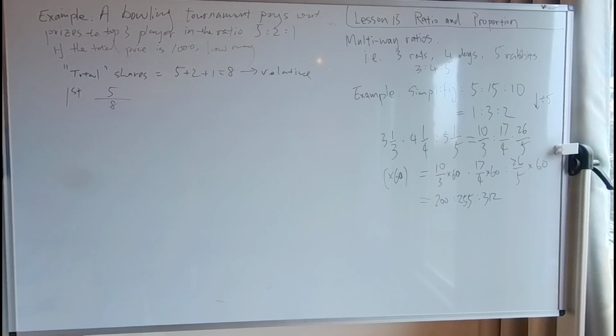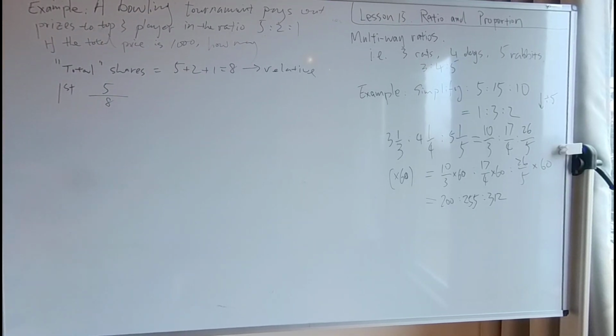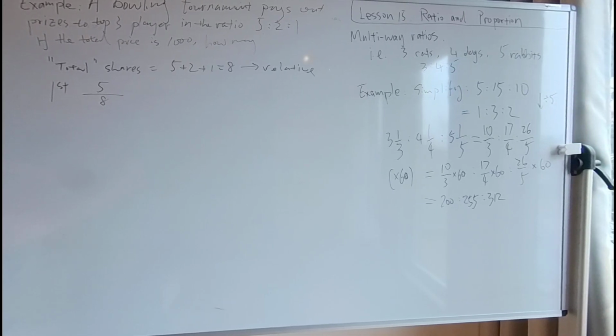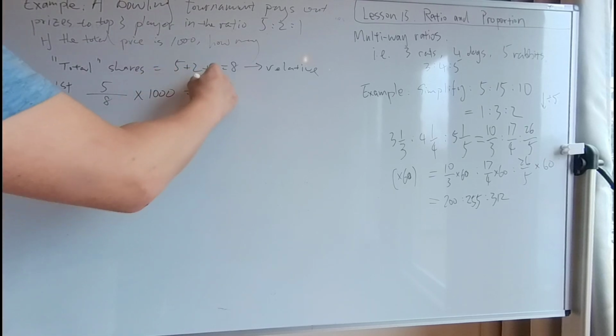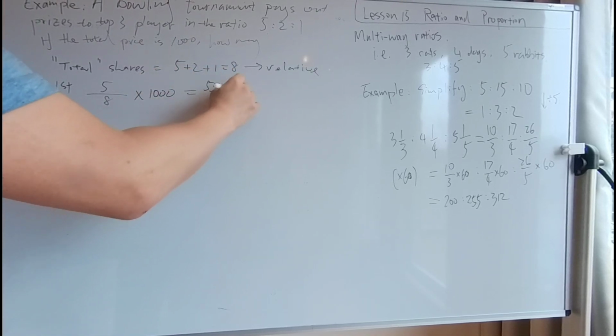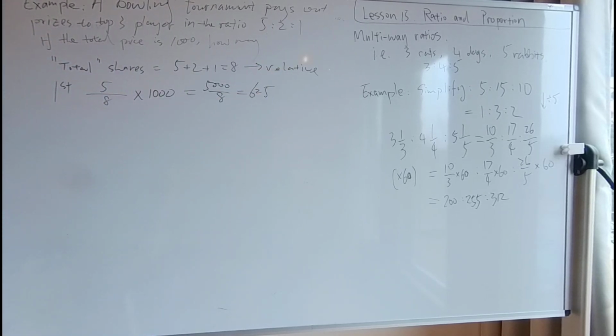Again, I don't know the actual quantity. I only know the ratio, or the relative quantity. But by taking the ratio between the relative quantities, you will know the percentage, or the ratio of how much the first place player will get paid. So that's just 5 over 8. Then I also know the total prize is 1,000. And then simply taking this multiplication will give you the dollar amount of how much the first place player will get paid.